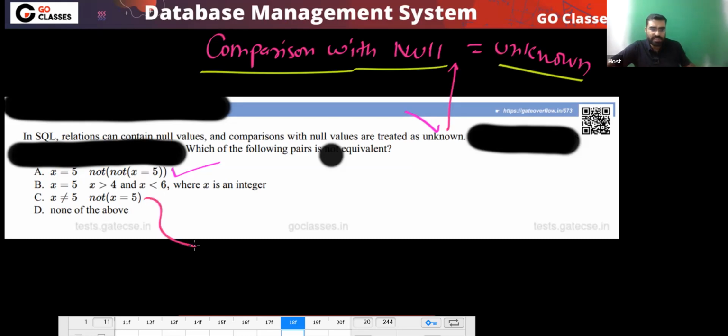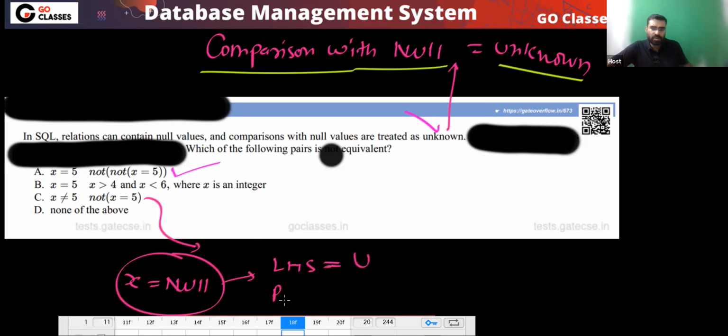Let's check the option C. Will it be equivalent? If x is null, then what will LHS become? This comparison will become unknown. And what will RHS become? This comparison will become unknown. Not of unknown will be unknown. So you can notice they are also equivalent. In this situation, all of them will become equivalent.